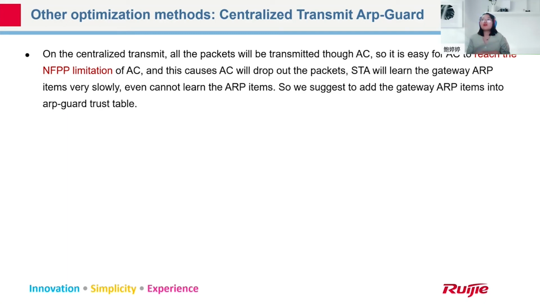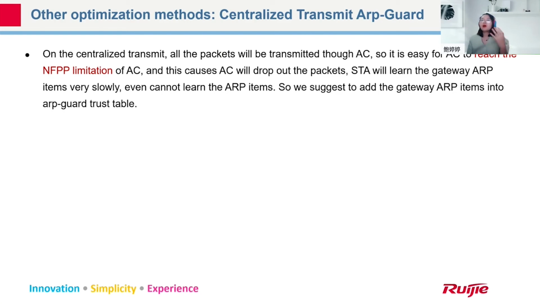And another optimization is centralized forwarding, the ARP guard. Because in the special mode of centralized forwarding, all the messages from the station have to be transferred to the AC and let the AC help us finish forwarding the message to the destination. So in this scenario, if we have lots of terminals, and every terminal wants to send a message to different resources, we have to do the ARP resolution at first. So all the messages will be sent out to the AC and the AC gives us a reply.